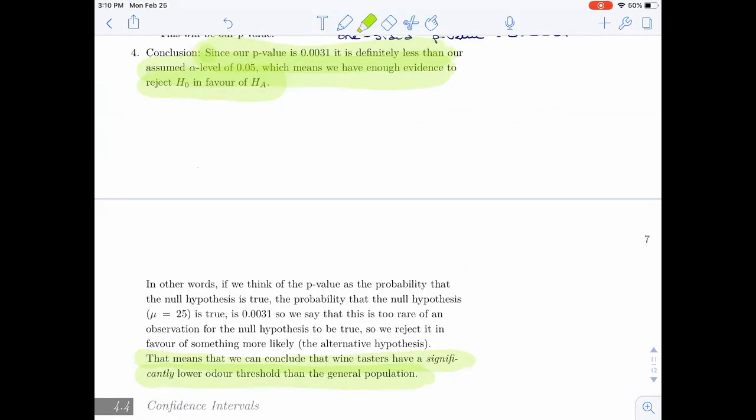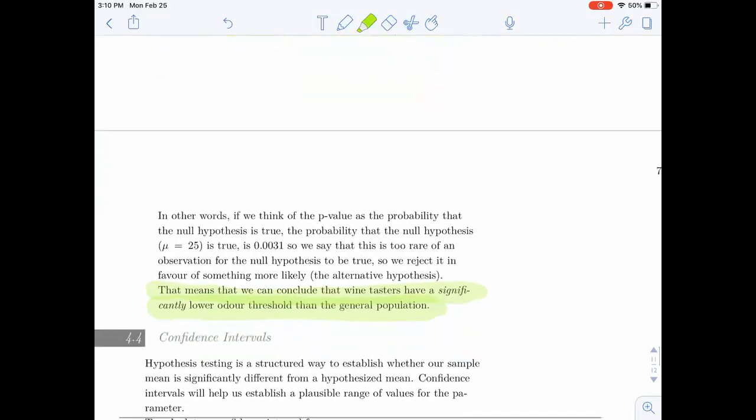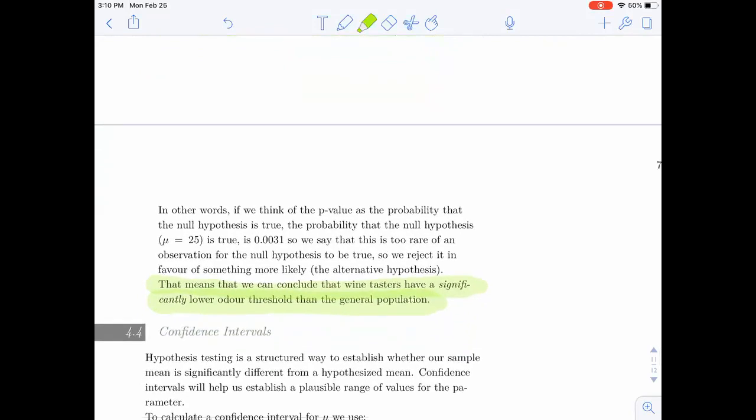Any questions? No. So that's a lot. I think that's good. We'll start on confidence intervals next day.